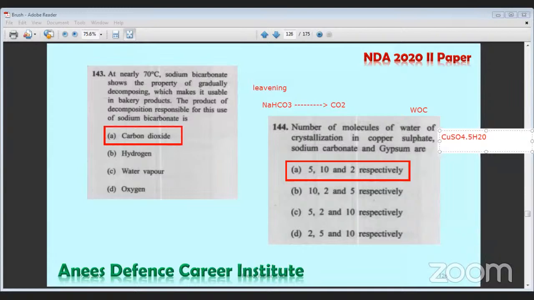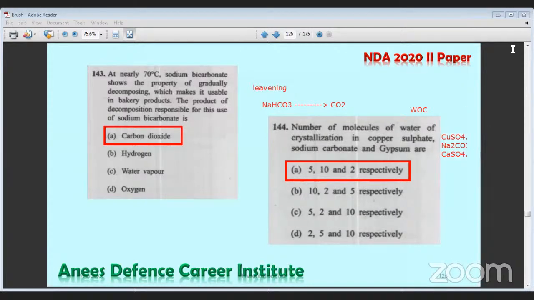Sodium carbonate. Give me the chemical formula for sodium carbonate, please. It is Na2CO3.10H2O. Always. And what is the chemical formula for gypsum? अभी देखा ना हमने couple of minutes ago. It is CaSO4.2H2O. Right.